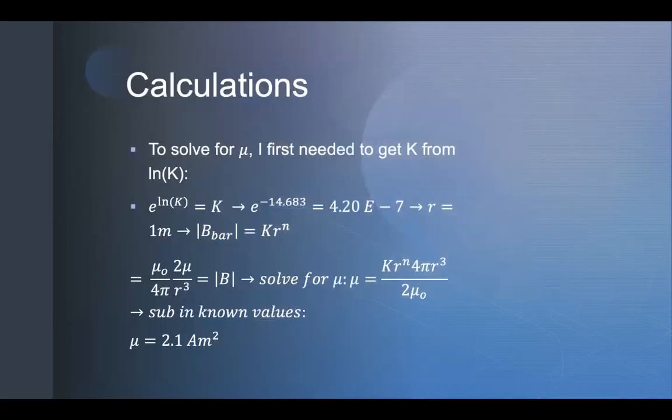Calculations. To solve for mu, I first need to get k from ln k. And this is how I did it. I just used the Biot-Savart law and equated it to the distance dependence equation, rearranged to solve for mu, and substituted in the known values to get mu.